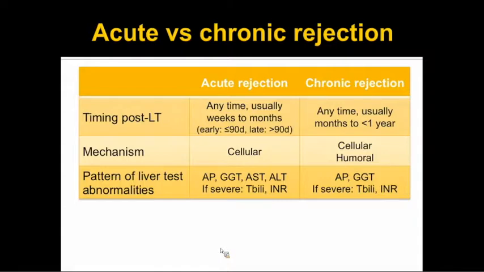Now, in terms of the pattern of liver test abnormalities, acute rejection can have elevations in alkaline phosphatase, GGT, AST, and ALT. When it's severe, you also see jaundice, and you can have a rising INR. Chronic rejection tends to have more of a cholestatic pattern, but the truth is there are variants of both, so there can be substantial overlap in the pattern of liver test injury between acute and chronic rejection. Because you can't rely that much on the pattern of liver test injury, nor on just the timing post-transplant, ultimately we really need biopsy to definitively make a diagnosis of either acute or chronic rejection.